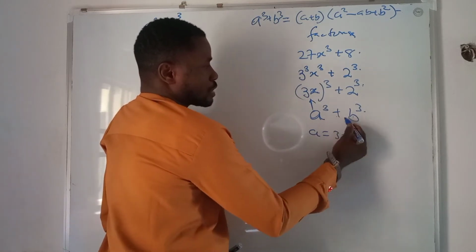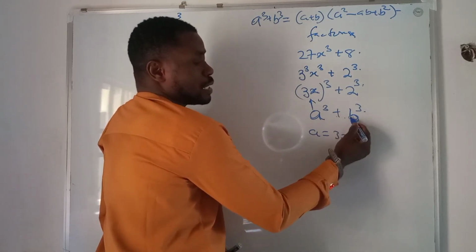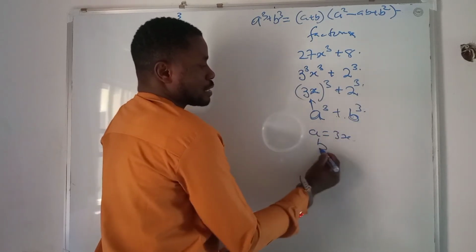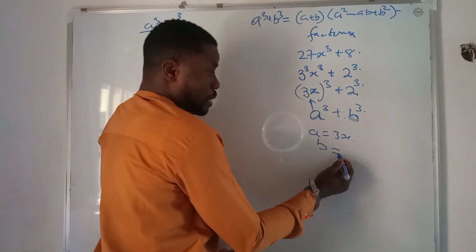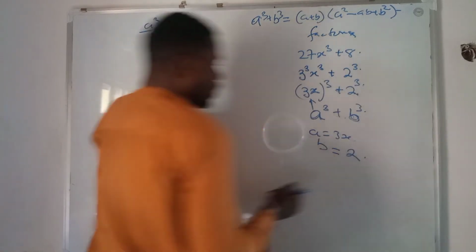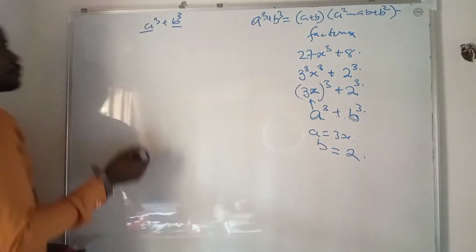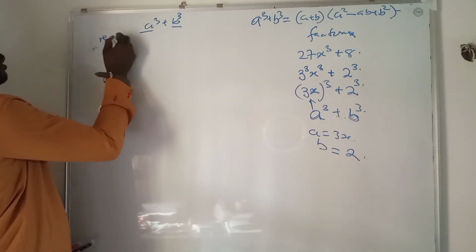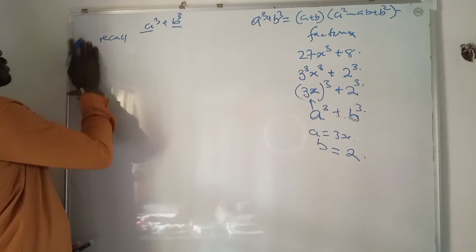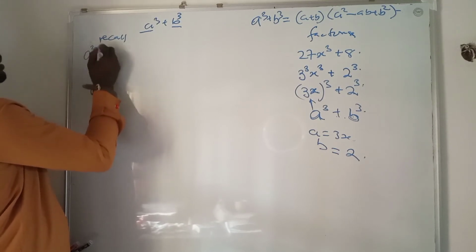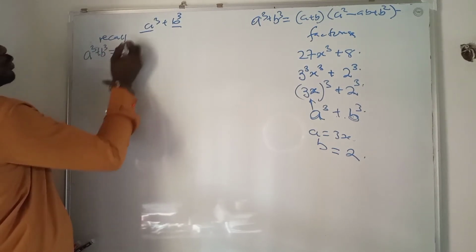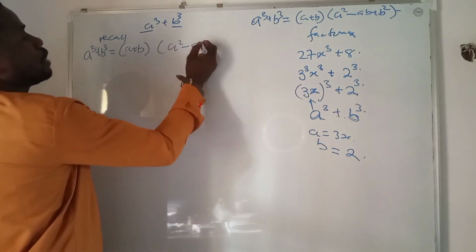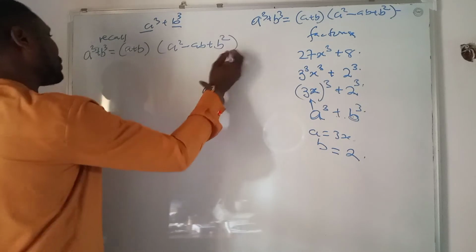Look at after the plus sign, b is the base. Now after this plus sign, 2 is the base. Therefore, we can say b is equal to 2. And if you recall, from the sum of two cubes, we were told that a cubed plus b cubed is equal to a plus b, bracket, a squared minus ab plus b squared.